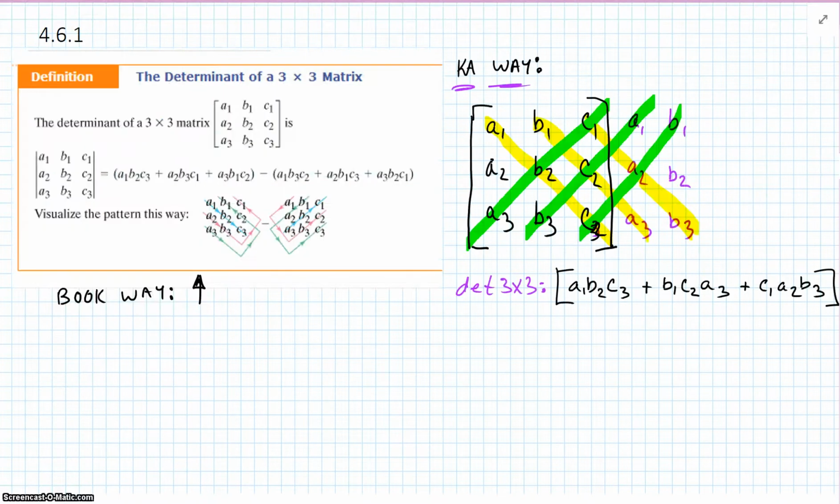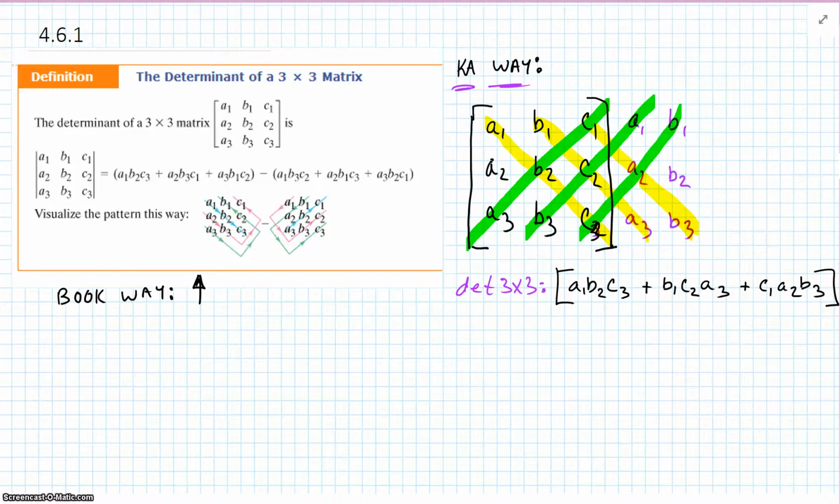Algebra 2, Chapter 4, Section 6. In this lesson, we're going to learn how to find and evaluate the determinants of 3 by 3 matrices, and we're also going to learn how to use inverse matrices in solving equations. First thing, we're just going to talk through some of this, and then we're going to go through examples.